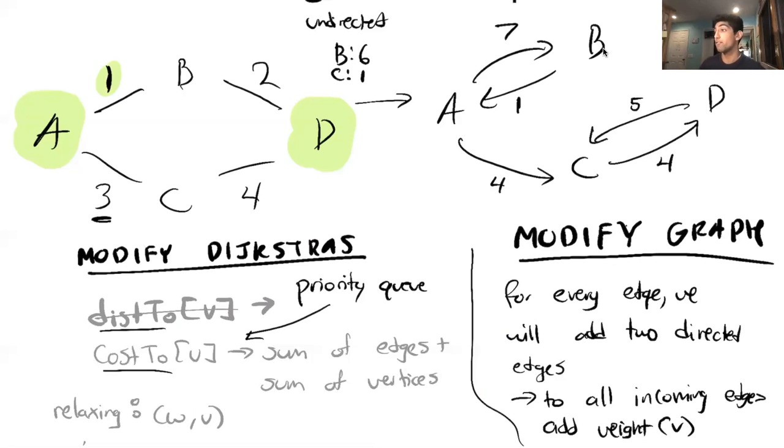If we change this for every edge on this graph, now when we run Dijkstra's, we can just run Dijkstra's as usual, and this graph is constructed so that the vertices don't have any cost anymore, but their cost is put on the edges that are going into that vertex. Okay? Does that make sense?